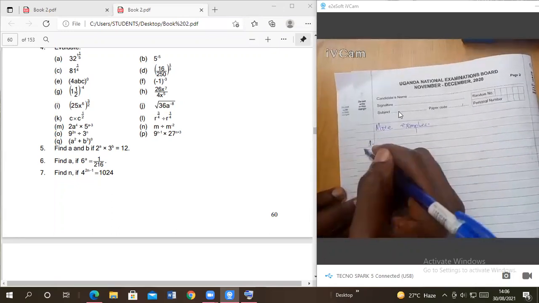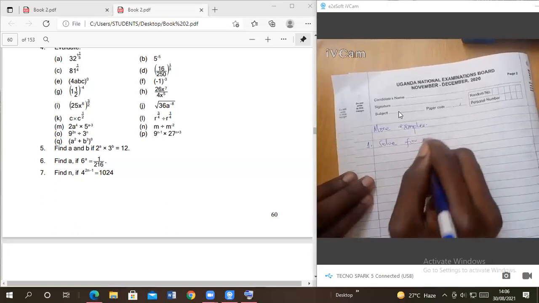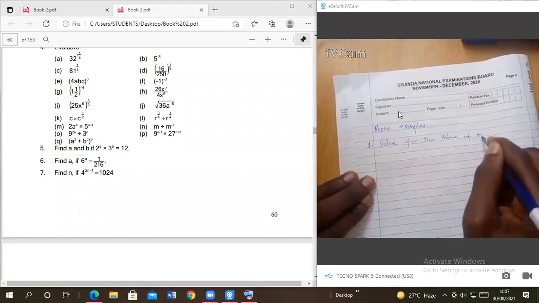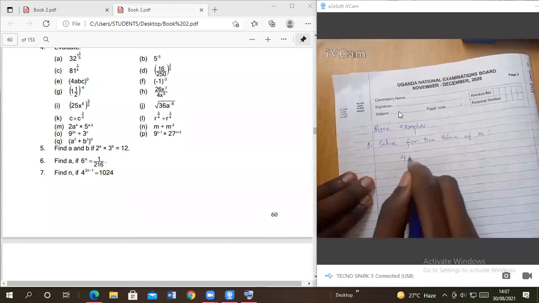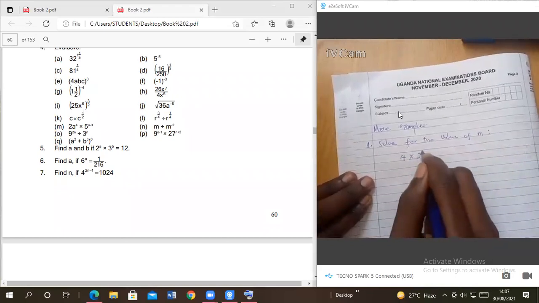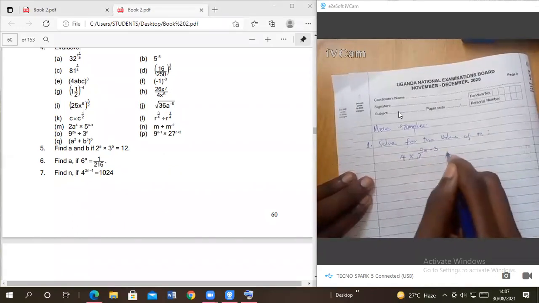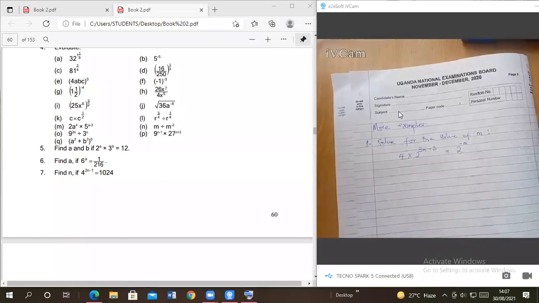Number 1, solve for the value of m. So I see that we have 4 times 2 raised to power 3m minus 3 equals 2 to the power negative m. The question is, solve for m. So what are we going to do in this case, members?